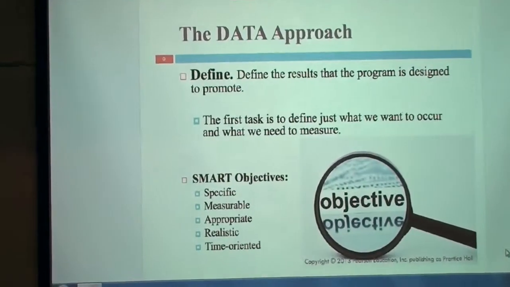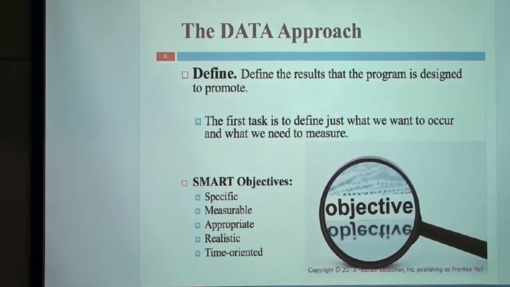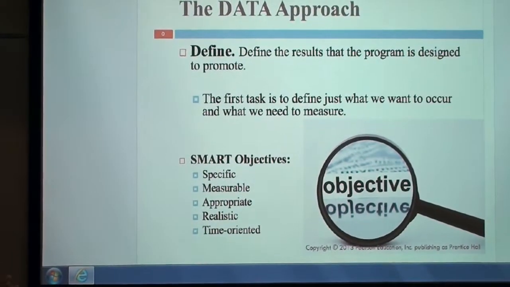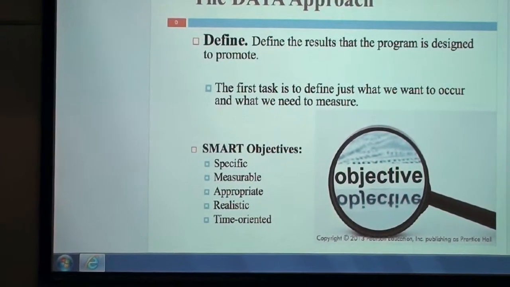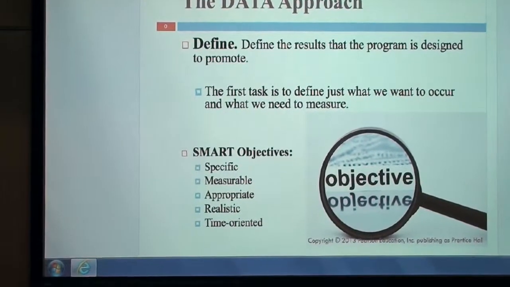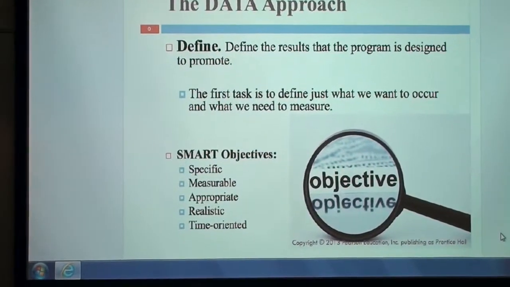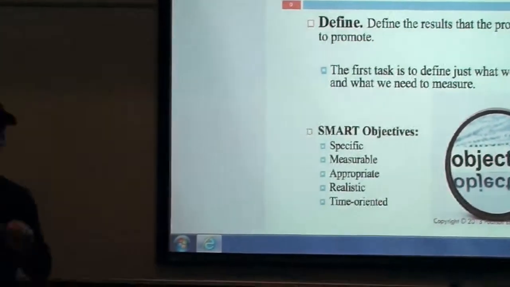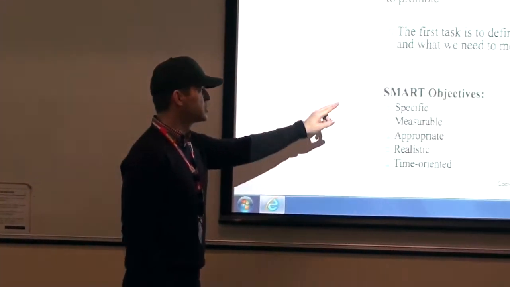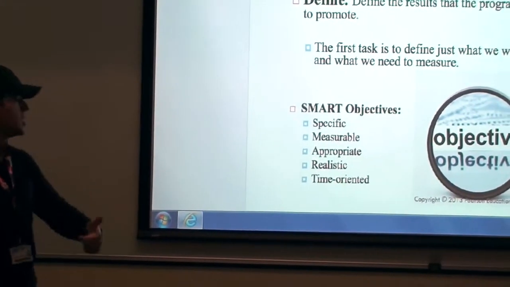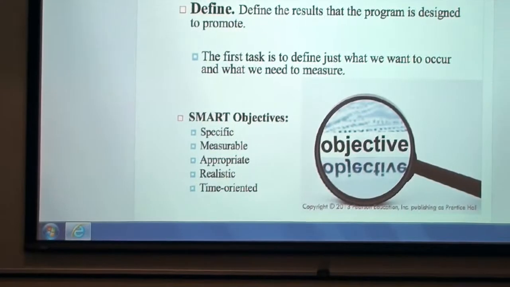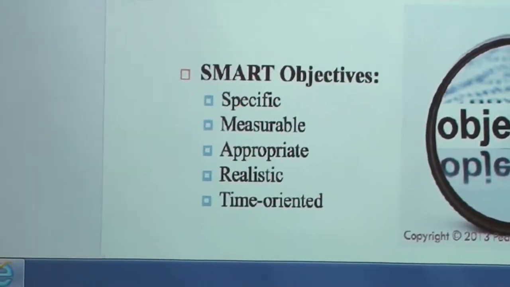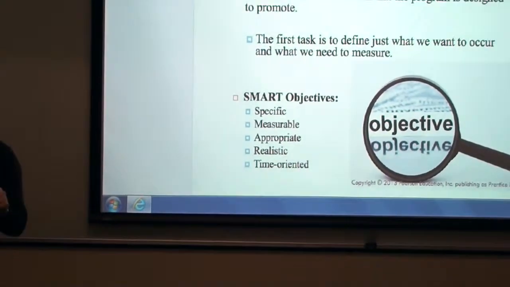Okay, the data approach, the data model is quite good, and if we look into that, we will get a good understanding that we need to define, as we said earlier, the result that the program is designed to promote. The first task is to define just what we want to occur and when we need to measure, what specific time. This is quite important, the SMART model for objectives, and this really tells us that what we're setting ourselves to do is specific, measurable, appropriate, realistic, and time-bound. So in other words, if you use the SMART model, you're not shooting yourself in the foot, but you're actually setting yourself something that you can achieve.